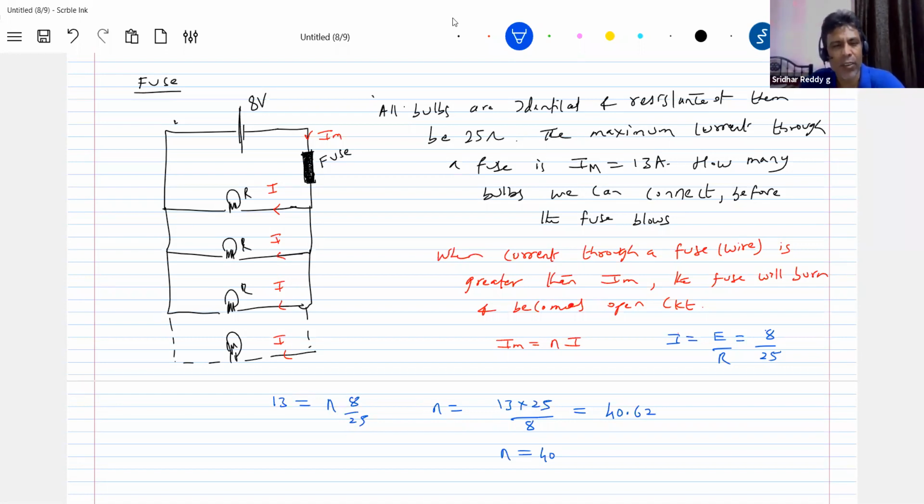Sir, what if I connect 20 bulbs? No problem. The current through the fuse will be less than IM. The fuse will not burn out. I think this is a very good way of dealing with this.